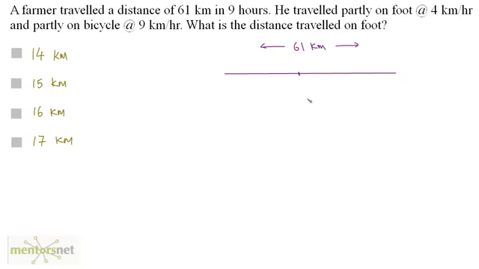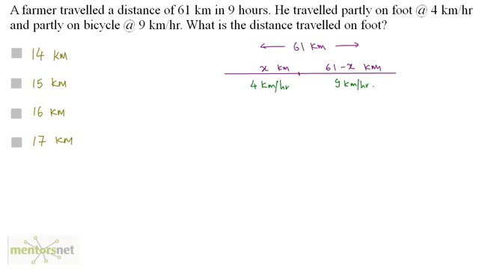Let us consider that the part he traveled on foot be x, and the rest of the part that he traveled on bicycle will be obviously 61 minus x, and the unit will be kilometers, right? Now we have been given the speed of his travel on foot as 4 kilometers per hour and the speed of his travel on bicycle as 9 kilometers per hour. Let us calculate how much time it takes for him to travel by foot and travel by bicycle.